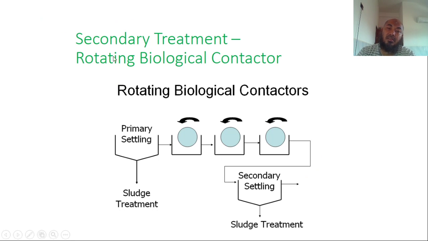Sometimes you need maybe 2 or 3. If one is not enough, you have to increase to 2 and one more. But I think in Malaysia, last time it was in the Klang area, they used this RBC, but I think now they don't use this one because, first of all, the maintenance is high.